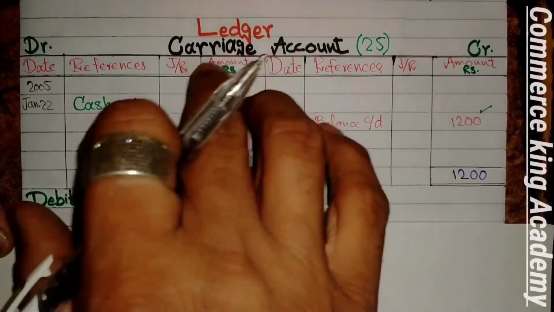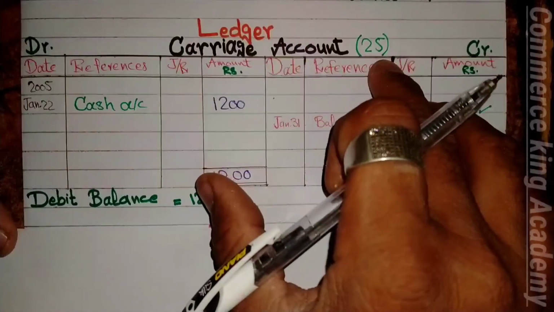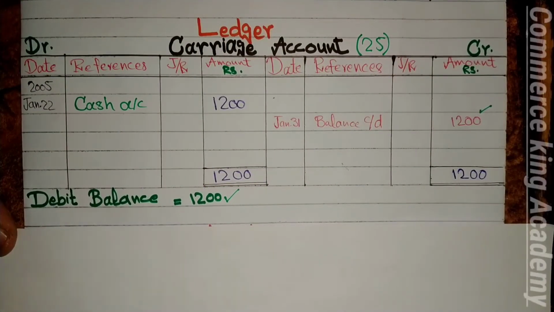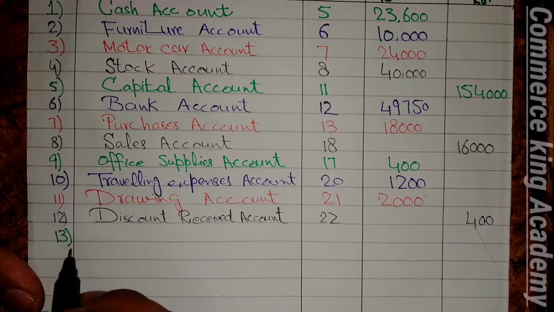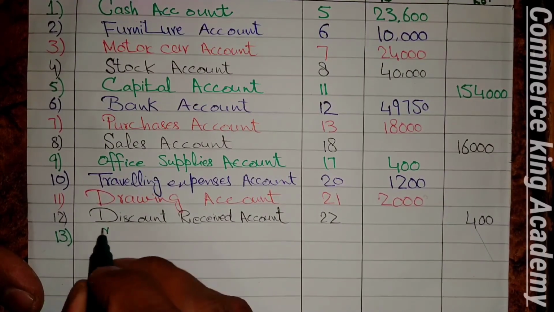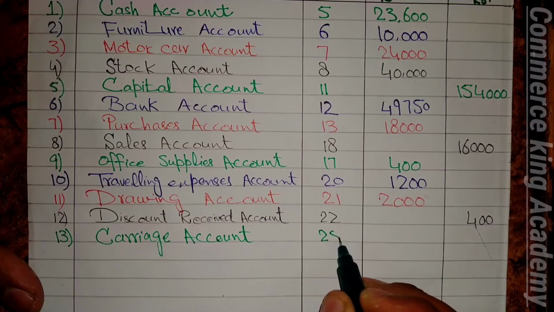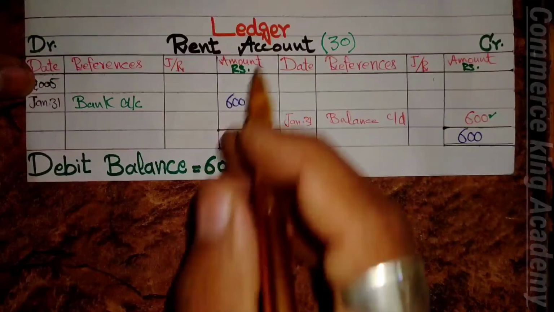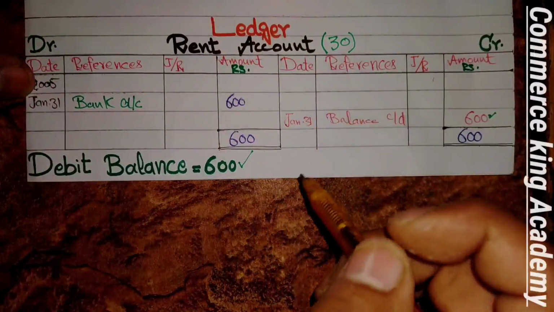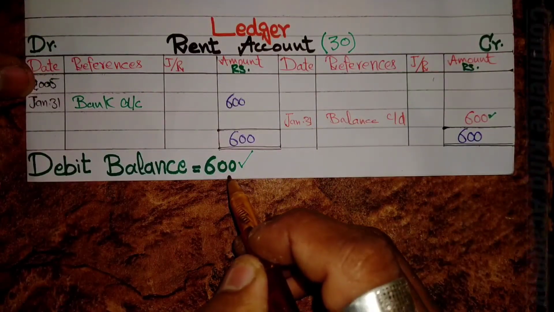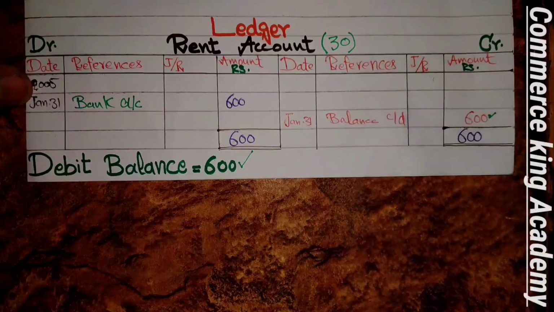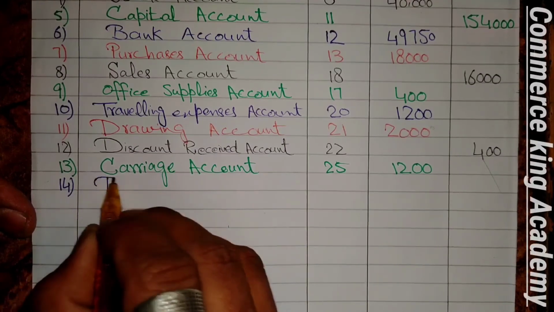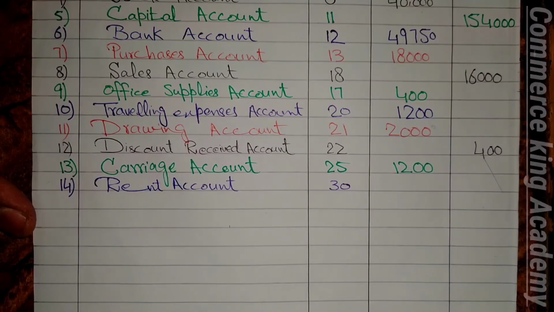Next account is ledger of carriage account, ledger folio number 25, which has a debit balance amounted 1200 rupees. Serial number 13, account name carriage account, ledger folio number 25, debit balance amount 1200 rupees. Next account is rent account, which has a debit balance amounted 600 rupees with ledger folio number 30. Serial number 14, account name rent account, debit balance amounted 600 rupees.